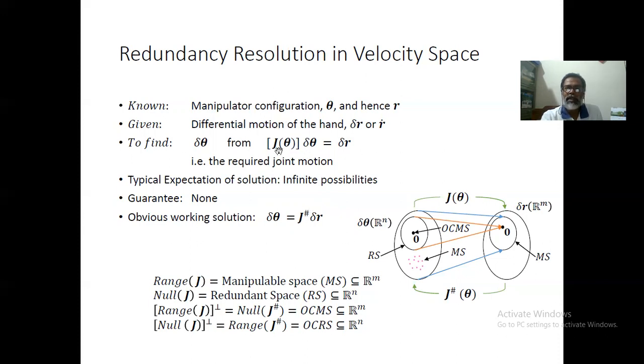If it were a square, non-singular matrix, then you would have J inverse delta R. Here it is J hash delta R. It is a pseudo inverse. And what the pseudo-inverse solution J hash delta R gives you is this: if this system of equations has conflicts, if it is an inconsistent system, then this solution would minimize that inconsistency in the least square minimization sense.